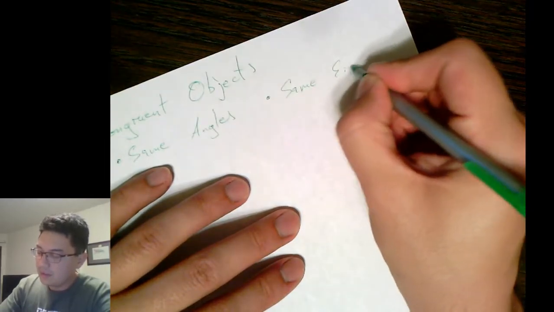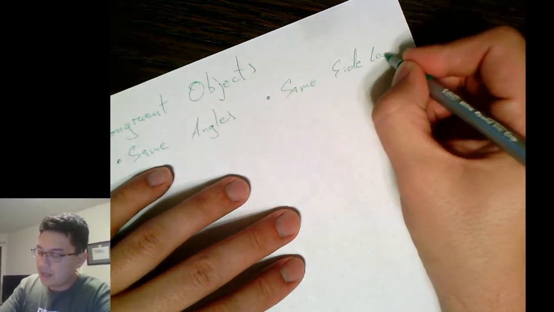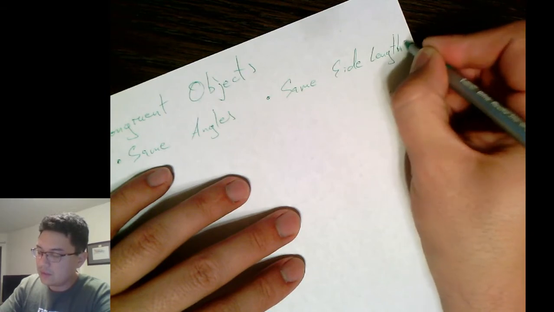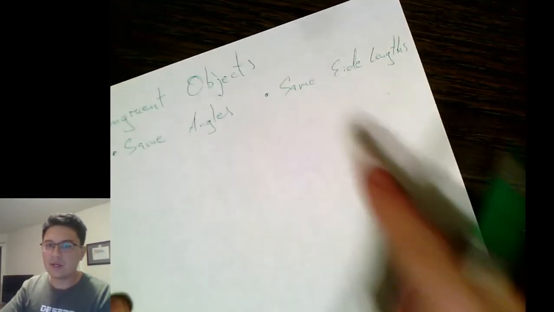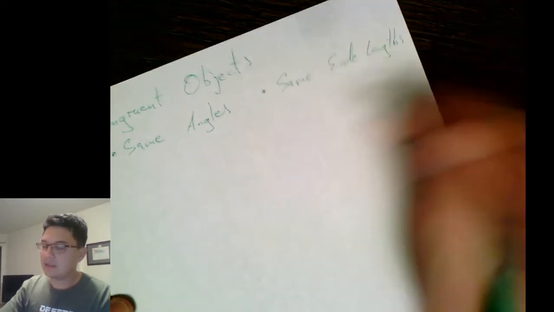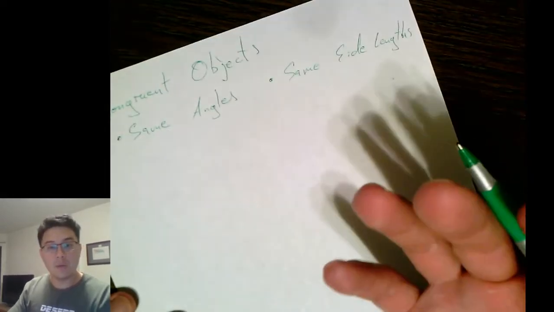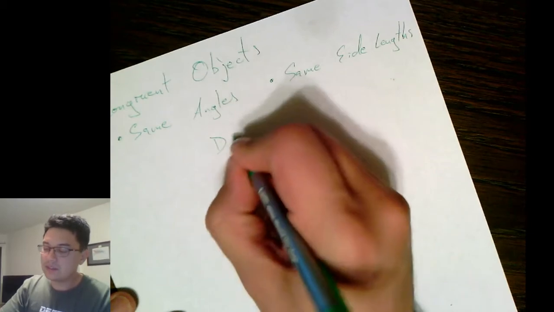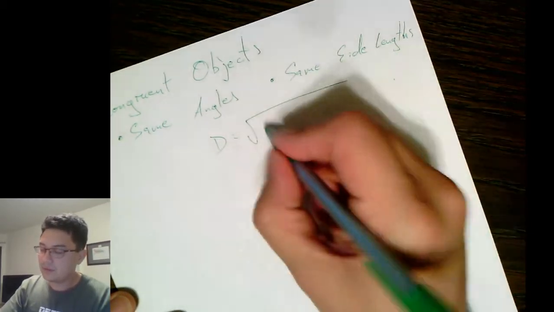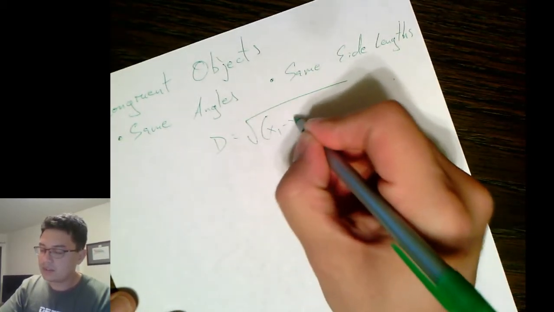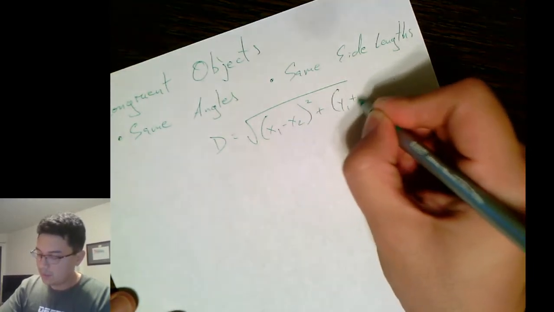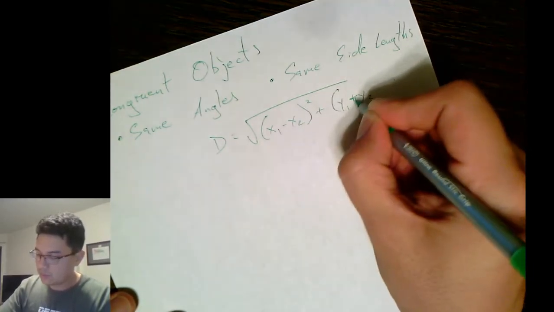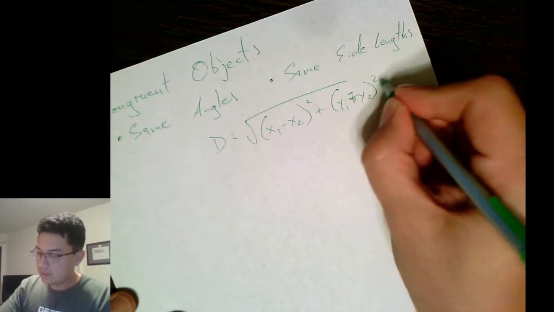Okay, so now comes the question of how do we determine these things? So I'm trying to remember the questions that I believe I've sent you. I don't think you guys have to worry about the same angle scenario, but you do need to worry about the same side length scenario. To do that in the coordinate plane, you will need the distance formula. So if you don't remember that, that's the square root of (x1 minus x2) quantity squared plus (y1 minus y2) quantity squared.